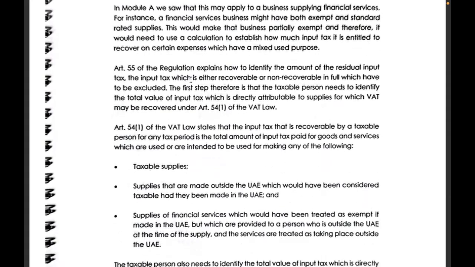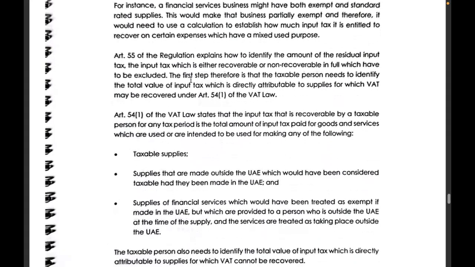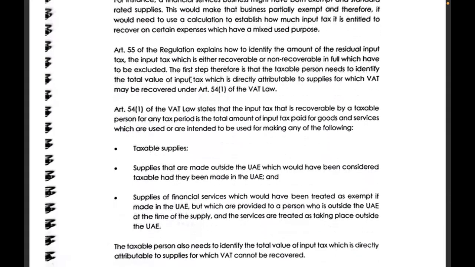Now, Article 55 of the VAT executive regulations gives us all the guidelines on how to identify the amounts of that residual input VAT which relates to both exempt and taxable supplies, how to apportion it, and how to recover it. The input tax which is either recoverable or non-recoverable in full has to be excluded. Non-recoverable has to be excluded, and we cannot put it in the return as recovery.